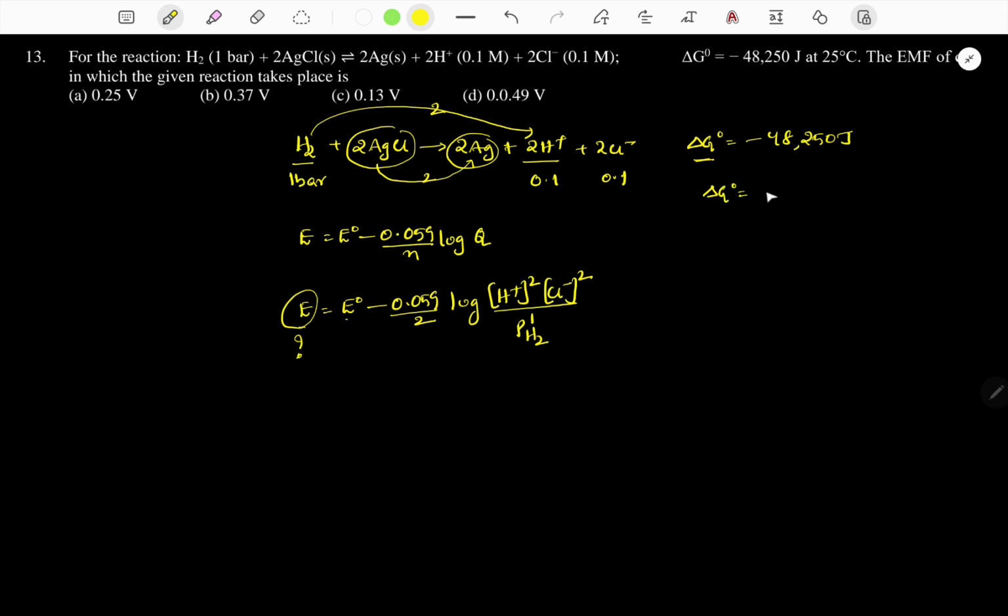So delta G naught is equal to minus NFE naught. Therefore, minus 2 into 96,500 coulombs and E value in terms of volt, which is equal to minus 48,250 joules. Joules is coulomb volt, so coulomb volt cancels. And finally we get the corresponding E value. So E is equal to 0.25.